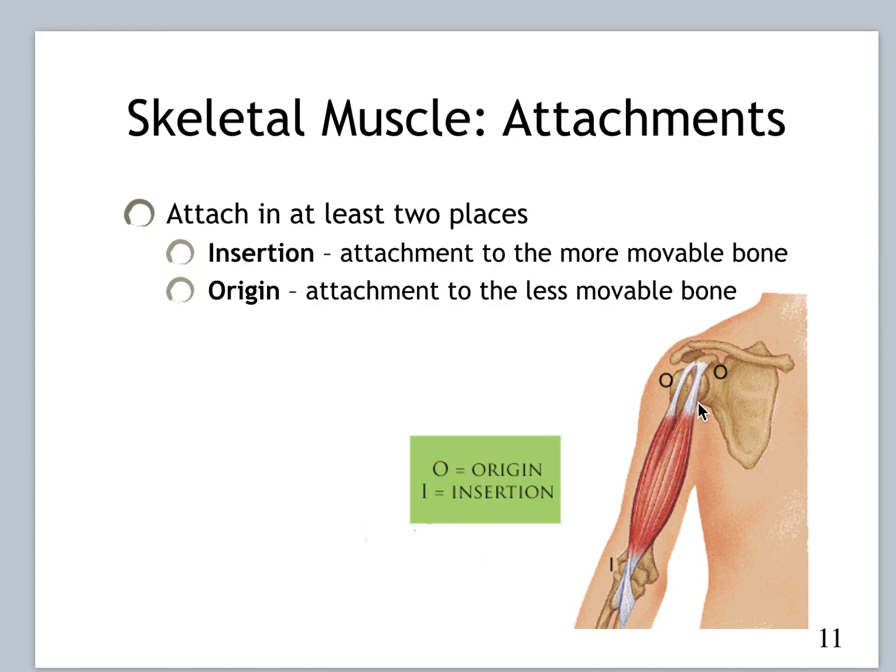Like in this case of the biceps muscle attached to the shoulder and across the elbow to the forearm. Most often when you contract your biceps, your shoulder's going to be still and you're bending your elbow. So the more movable part is going to be below the elbow, so that would make that the insertion. The less movable part is going to be the shoulder, which makes that the origin of the muscle.